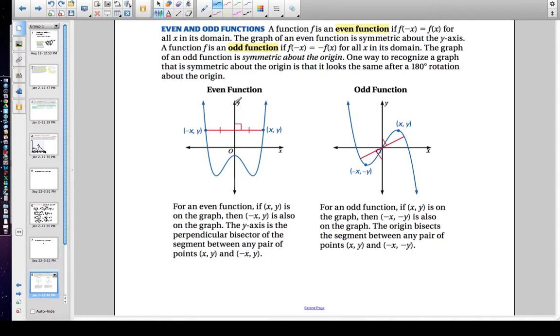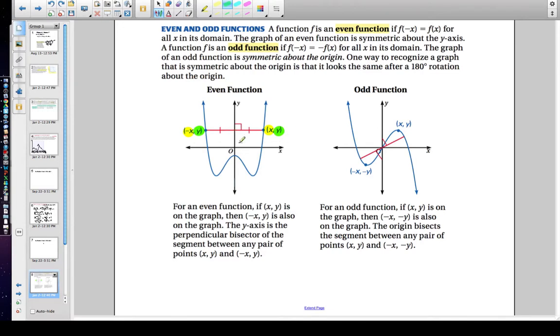Right? An even function is symmetrical around the x-axis, or the y-axis, excuse me, the y-axis. An even function is symmetrical around the y-axis. Okay, so you'll notice that the opposite of x, y, is going to be the same as x, y. So when I have opposites, this is what's important to think about. In an even function, when I have opposite inputs, they result in the same output. Okay? Opposite inputs result in the same output.